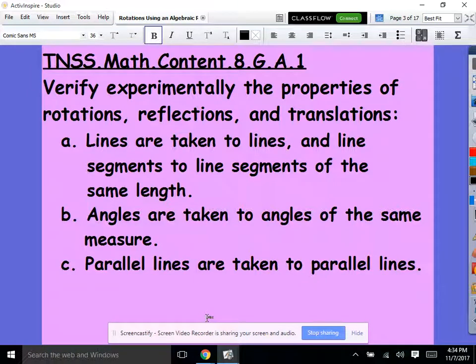Tennessee state standard is to verify experimentally the properties of rotations, reflections, and translations. Lines are taken to lines and line segments to line segments of the same length. Angles are taken to angles of the same measure. Parallel lines are taken to parallel lines.